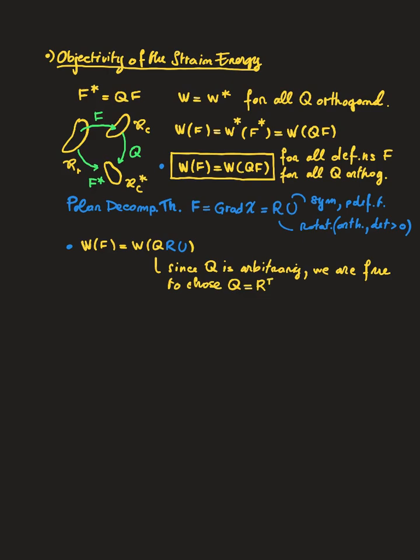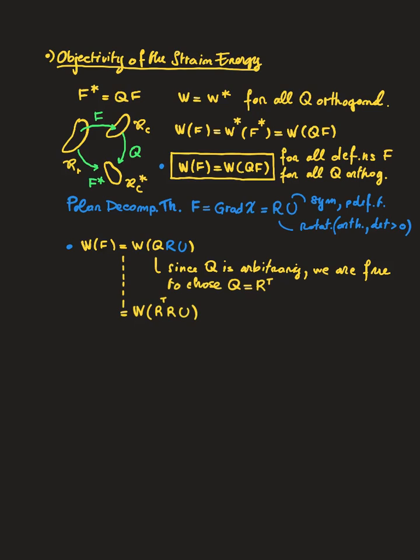And where's the magic here? Well, if we do, just let me go down here, we get that this is equal to W, or instead of writing Q, I write R transpose R, and here I have U. But R is an orthogonal tensor. So what does this mean?